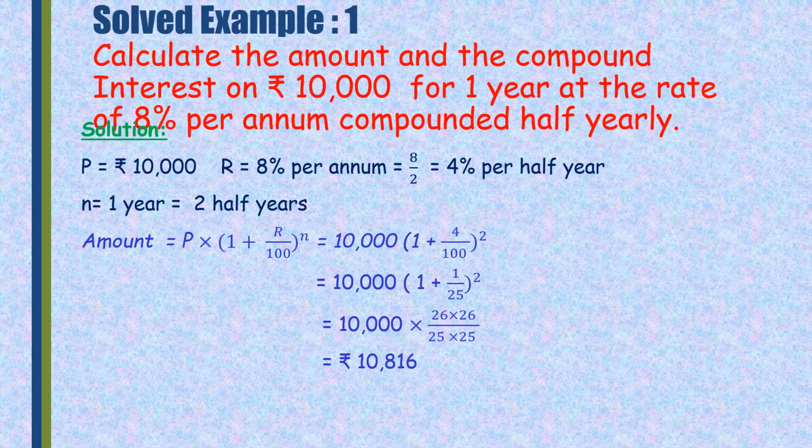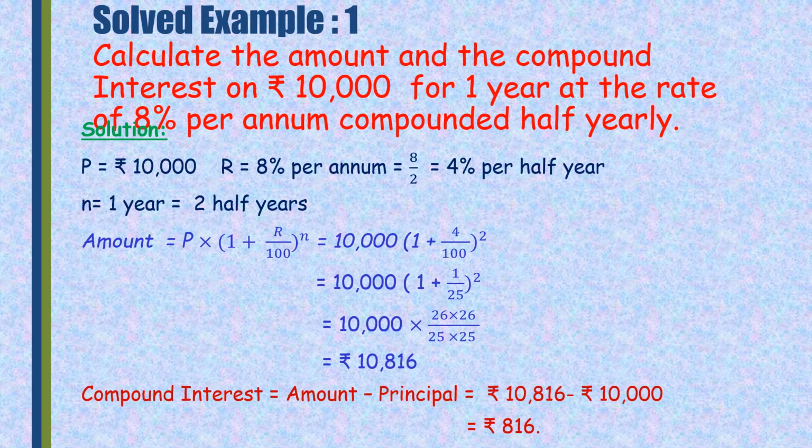Making 4 by 100 in the lowest term, it is reduced as 1 by 25. Simplifying the terms inside the bracket by taking the LCM, 1 plus 1 by 25 is changed as 26 by 25. And that term is the whole squared, so it is repeated 2 times. After calculating, we get the final answer as rupees 10,816. Now, to get the compound interest, that's equal to amount minus principal. Just now we got the amount as rupees 10,816 minus rupees 10,000, and that gets us the compound interest as rupees 816.